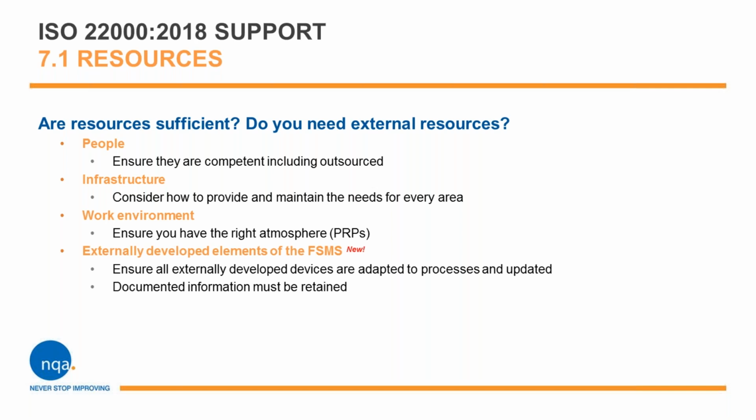First of all, we have externally developed elements of the food safety management system. The standard says we need to ensure all externally developed elements are adapted to processes and updated, and we need to maintain documented information. What are these? We can consider, for example, the software that we may use for the monitoring of those CCPs or PRPs. This software needs to be specific to our activities, so it needs to be adjusted to our organization.